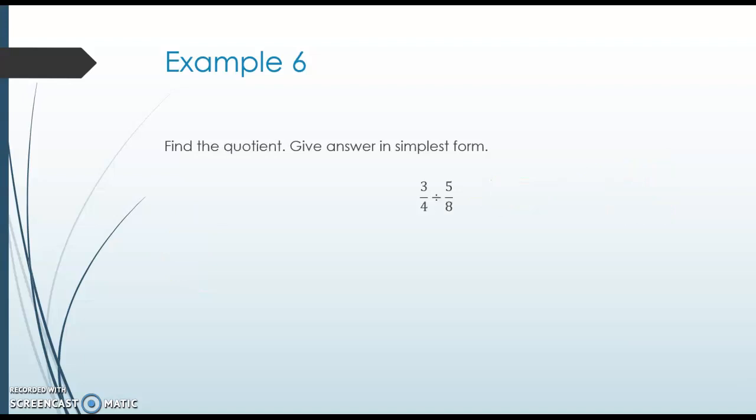All right, so example 6, we're going to find the quotient. Now the difference between multiplying and dividing is when we divide, we have to multiply by the reciprocal. Okay, what that means is the reciprocal is the flip of our fraction. So like if we were doing the reciprocal of 3/4, our reciprocal would be 4/3. Reciprocal of 5/8 is 8/5.